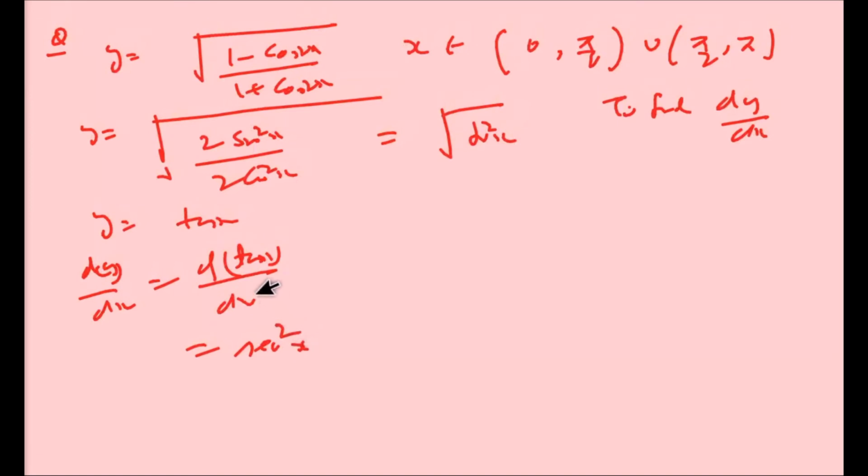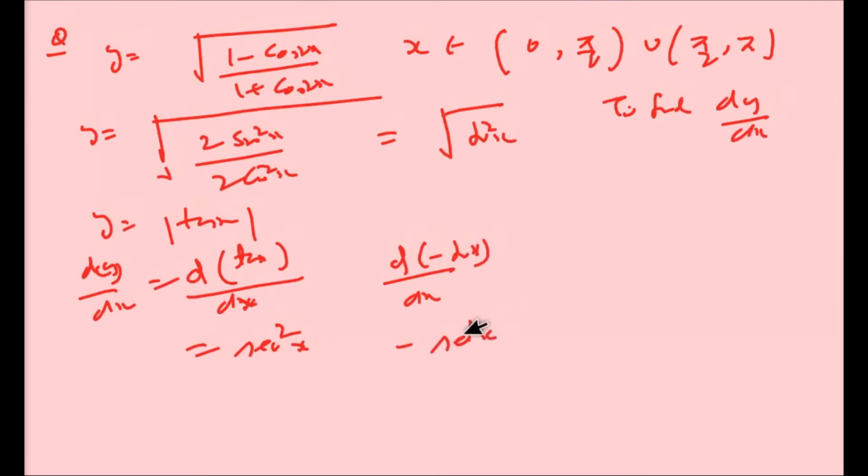We are taking the under root here, so we can write that we have to take the differential of mod of tan x. It may be plus or it may be minus. If it is positive, then sec square x, and if it is negative, then it is minus sec square x, taking the minus common, tan square x.